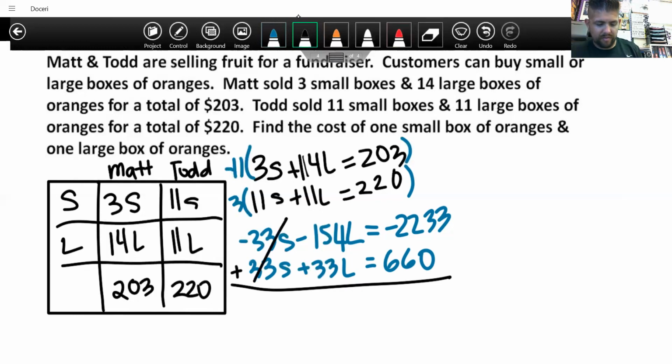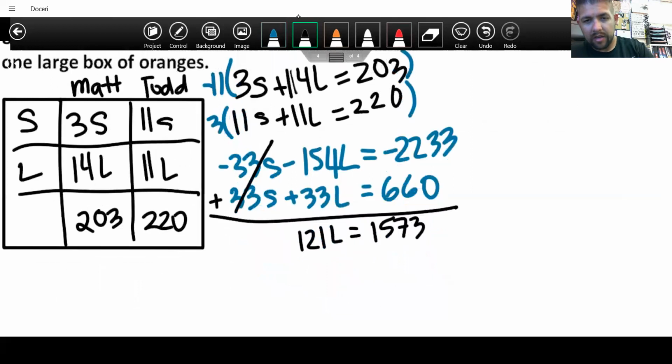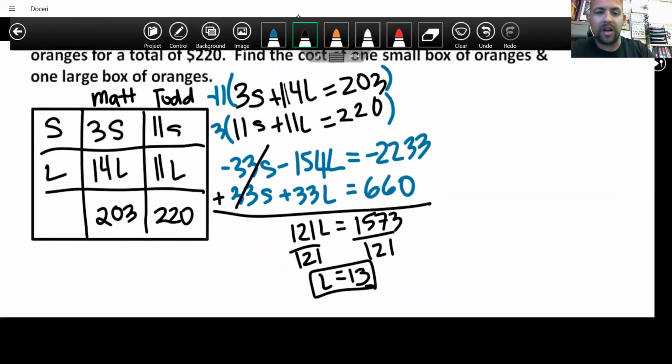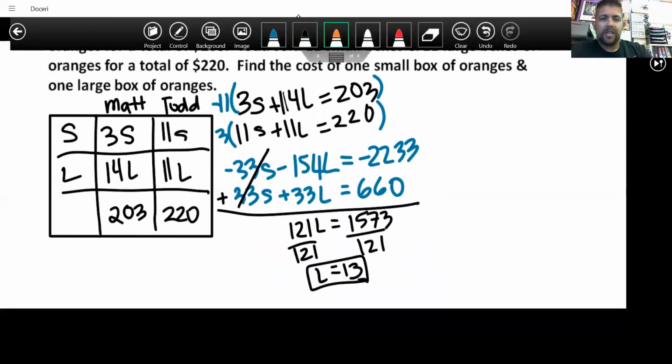154 minus 33, or finding the opposite, is going to give us 121L. And then taking 660 away from 1773 is going to be what's there. And look at that. When we divide out both sides by 121, we are going to get L is equal to 13. I didn't know if that was going to come out, but it came out pretty nice. So I know that my large box of oranges costs 13 bucks for us. So, it's a lot of work.